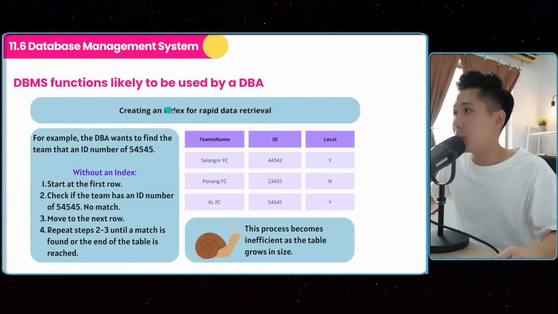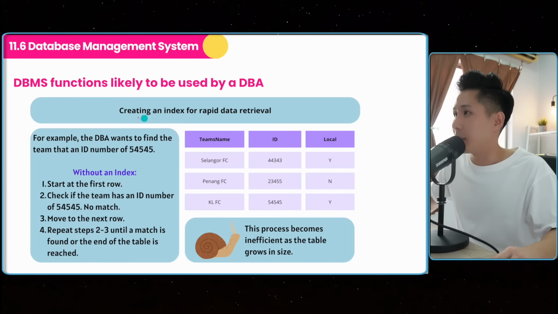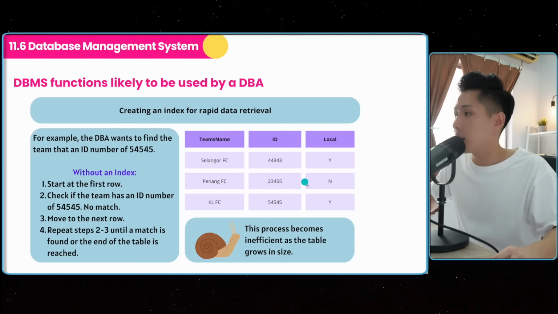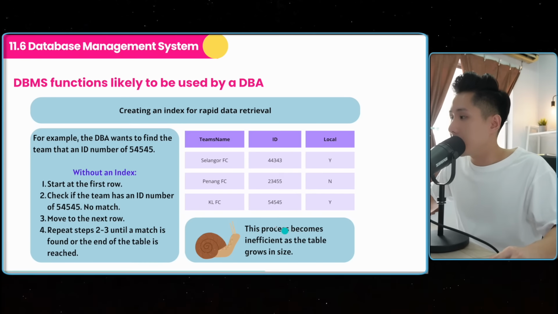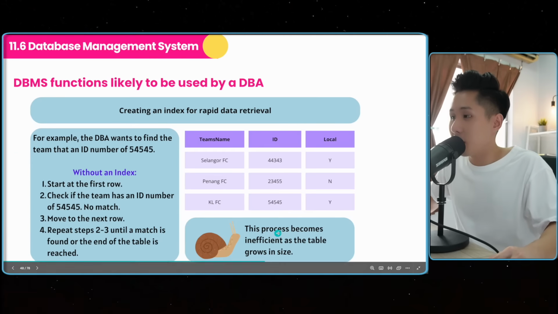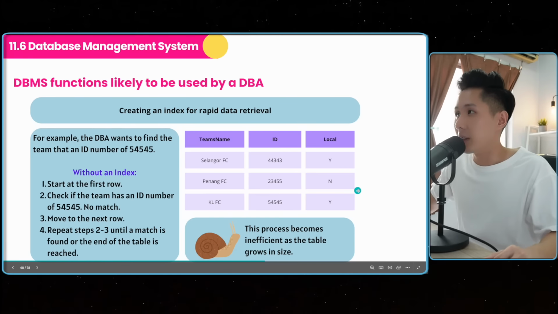So the last function that will be used by a DBA, I created a visualization here because it's a bit hard to explain, which is to create an index for rapid data retrieval. So for example, if I want to find the data 54545, like the ID, without an index, I'm going to go through the first row, look at whether it's correct or not. If it doesn't match, I'll go to the next row, and the next row again and again. So this process, as shown by this snail here, is inefficient because the table could grow in size, like 1 million rows. So we don't want to do that.